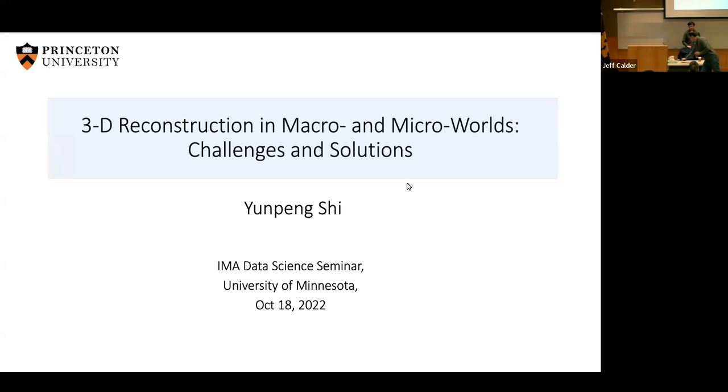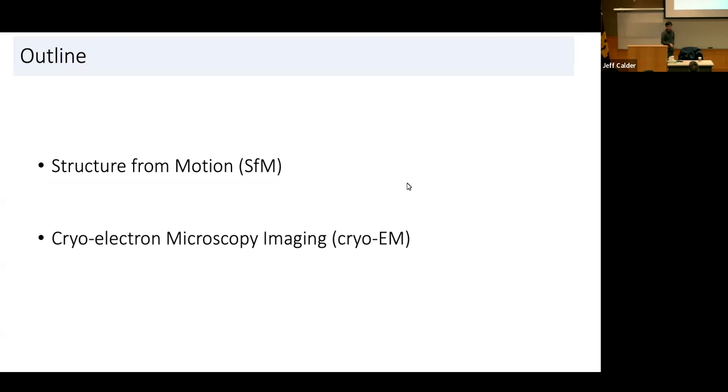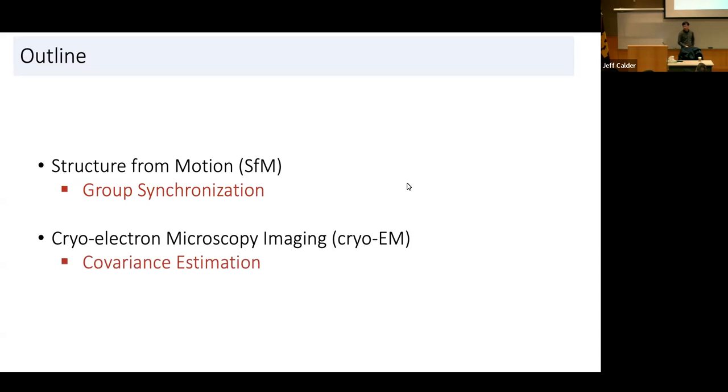Thanks, Jeff, for the introduction, and thanks for inviting me to give a talk here. So today I will talk about 3D reconstruction in different regimes. Specifically, I'll talk about two problems. One is structure from motion. The other is cryo-electron microscopy imaging, namely cryo-EM. These are pretty broad areas, and in particular, I will focus on two subproblems, respectively, the group synchronization and the covariance estimation problem in these two regimes.